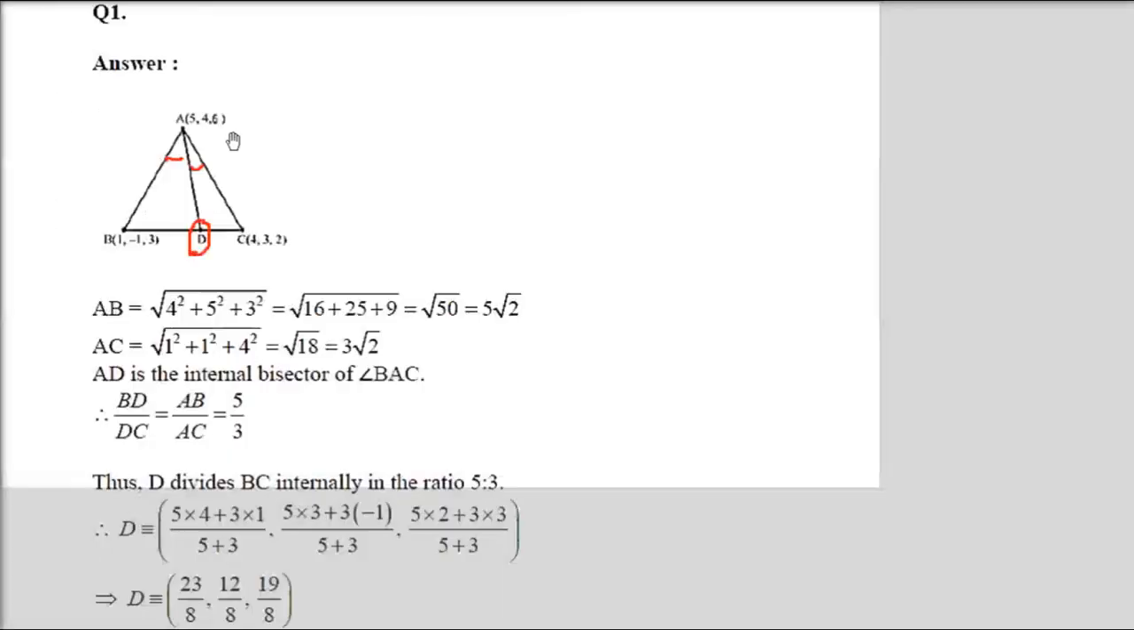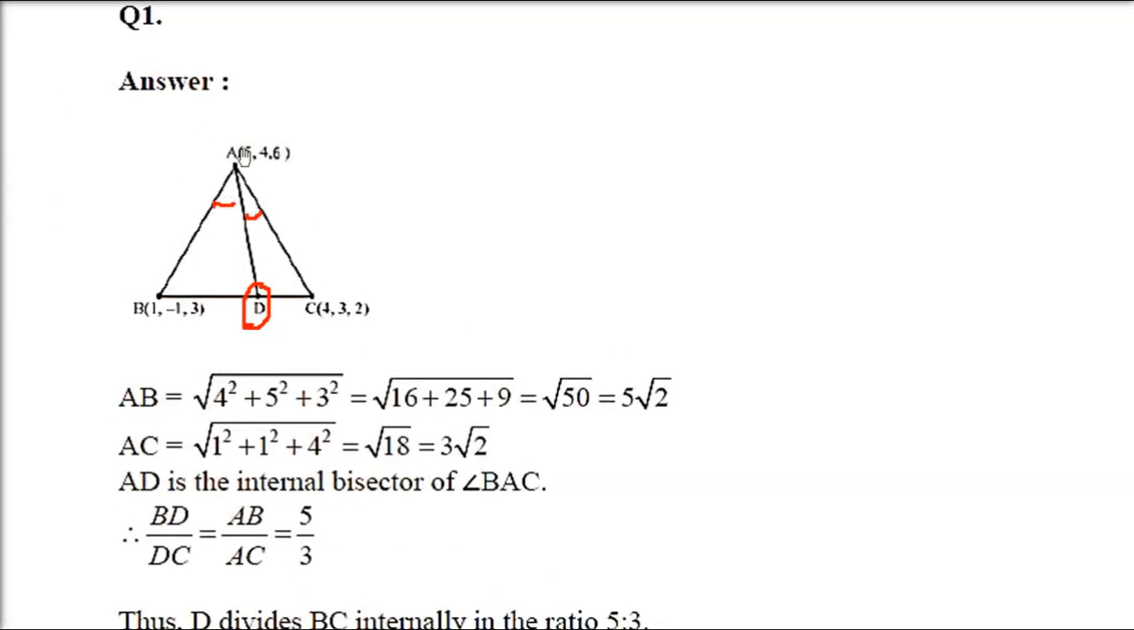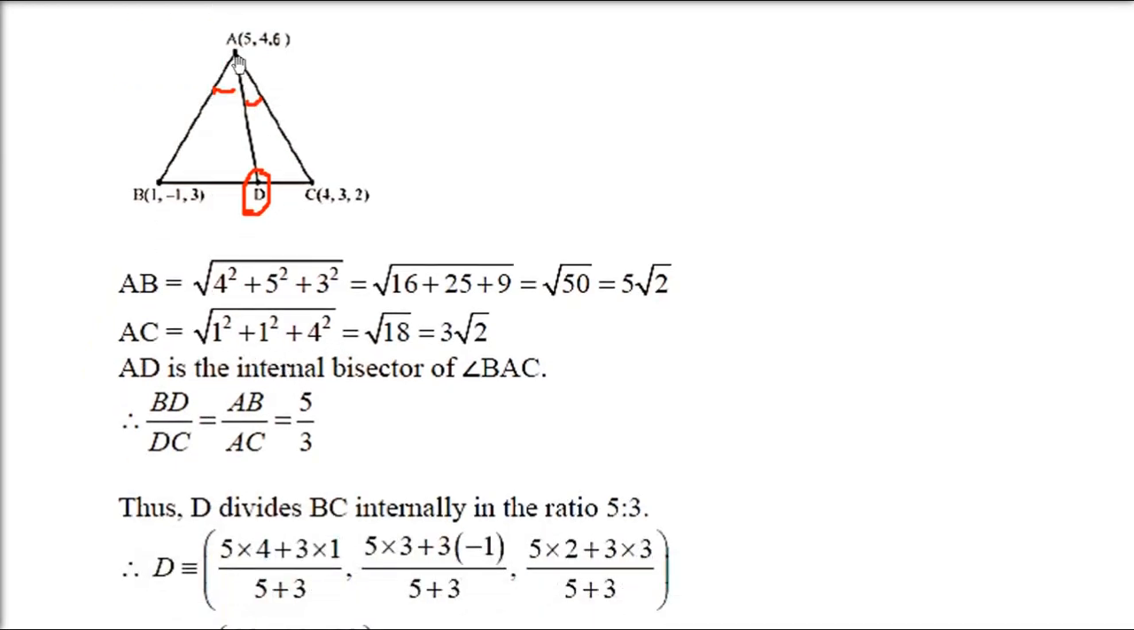Before that, we will use the property of a triangle. AB, AC, BC we can find out, since we know the coordinates. AB will be 5 root 2 by the distance formula: 5 minus 1 is 4, 4 minus of minus 1 means 5, and 6 minus 3 is 3. So under root, square and add. Then AC also you can find out.